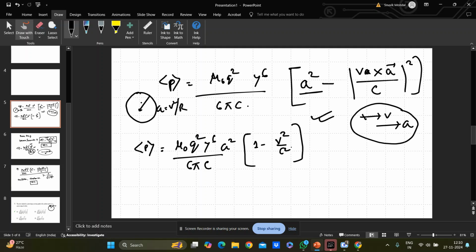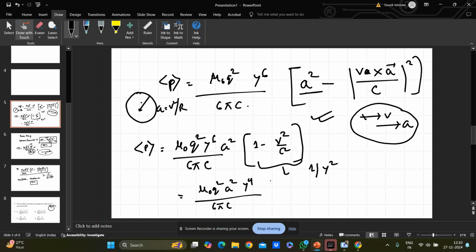So I am putting this a square outside, and it is simply 1 minus v square by c square. Okay. Now what is 1 minus v square by c square? It is simply 1 by gamma square, right? Because gamma square is 1 by 1 minus v square by c square. So your formula gets modified: a square gamma to the power 4 into 6 pi c.